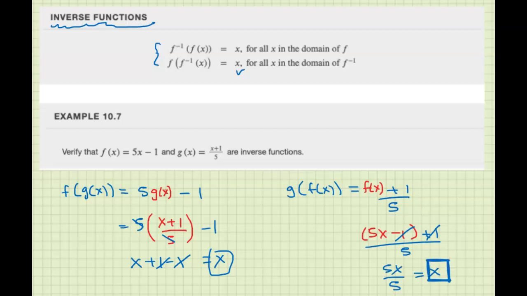Alright, so we can see that this one is fulfilled. Because f of g of x is x and g of f of x is x, you can say that g is the inverse of f and f is the inverse of g. They're inverses of each other.